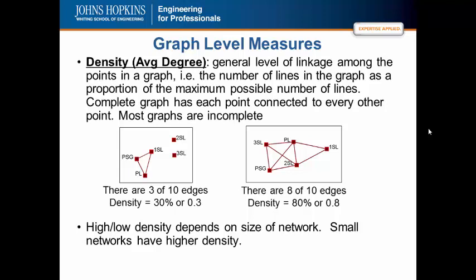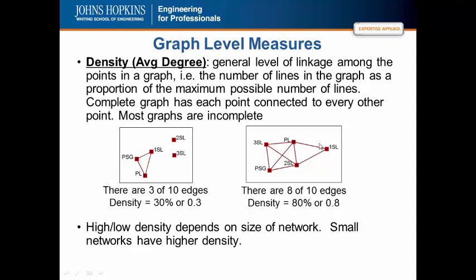Here are two examples. If you look at the network to the left, this network describes a communication network among leaders of an Army infantry platoon. So you'll see that there is PL for platoon leader, platoon sergeant, first squad leader, second squad leader, third squad leader. Because there are 5 nodes, there are 5 choose 2, or 10, possible links in the network. In the network to the left, there are only 3 links present. So the density is 3 divided by 10, or 30%, or 0.3.